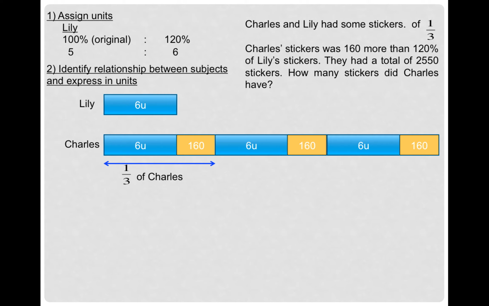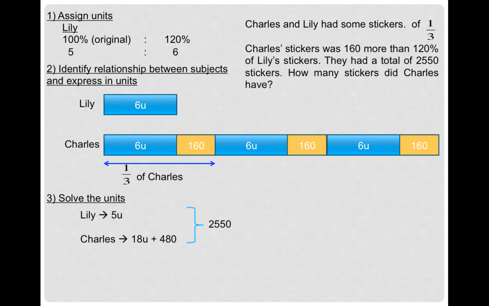Now that we are able to express the number of stickers that both Lily and Charles have in terms of units, we can proceed to solve the units, because we are told that they had a total of 2,550 stickers. So this is how the last step would be to solve the units. Lily, remember, is 5 units. Charles, you will have 18 units plus 480, and then this is the total. From there, students should know how to proceed to solve the question.